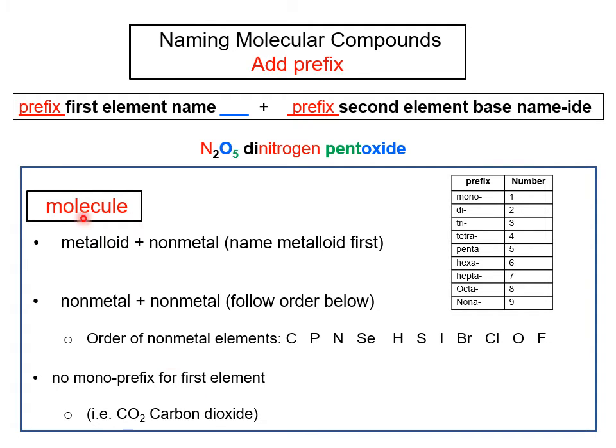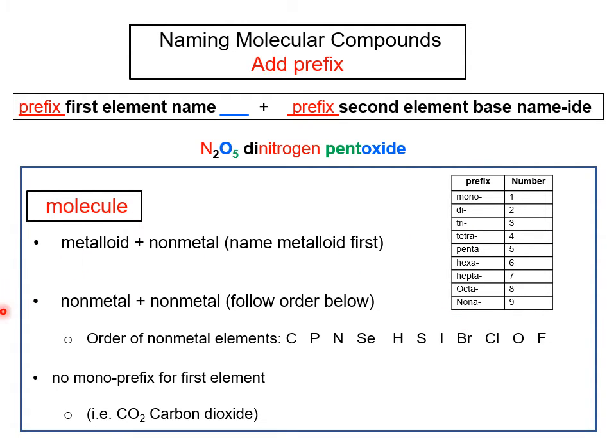So to name molecular compounds, we take the equation that we had for naming compounds and add a prefix right before naming the first element and a prefix right before naming the second element. The prefix stands for the number of that element that's present. For example, N2O5 would be named as dinitrogen pentoxide. The di because there are two nitrogens there, and the pent because there are 5 oxygens there. We use the prefixes that are given over here.